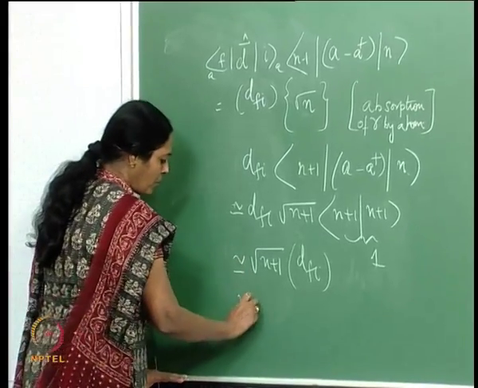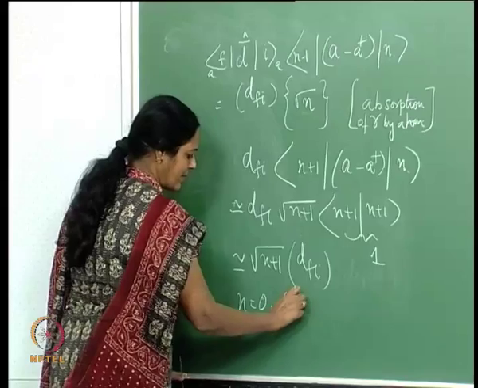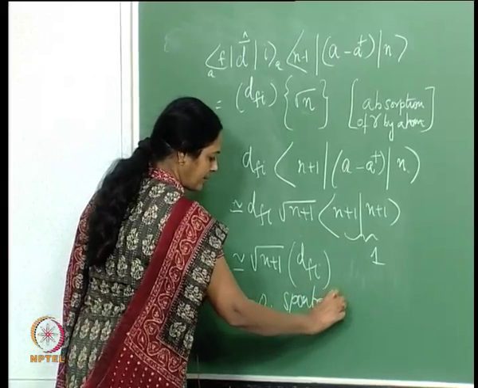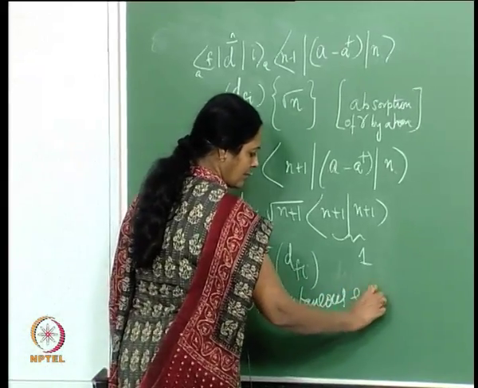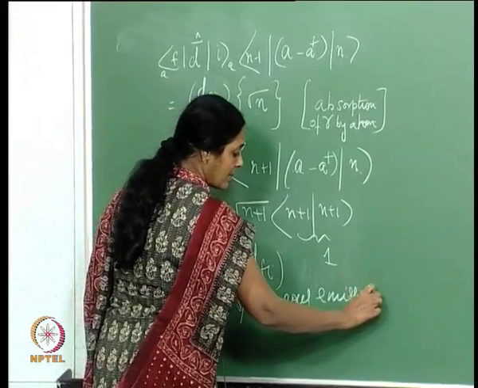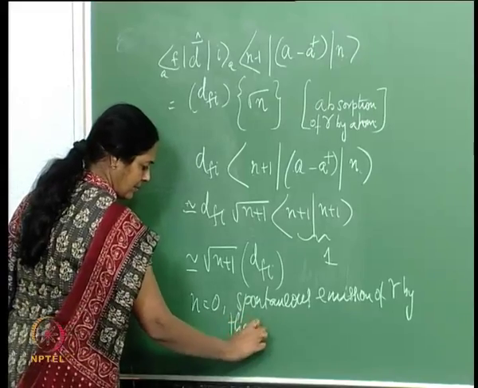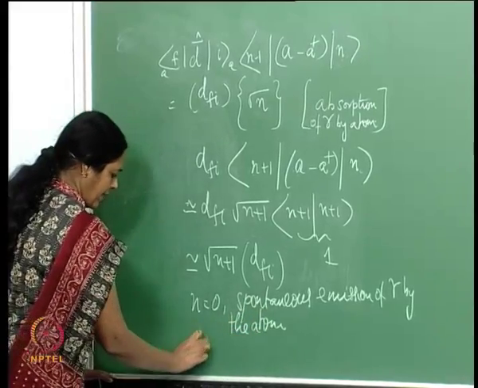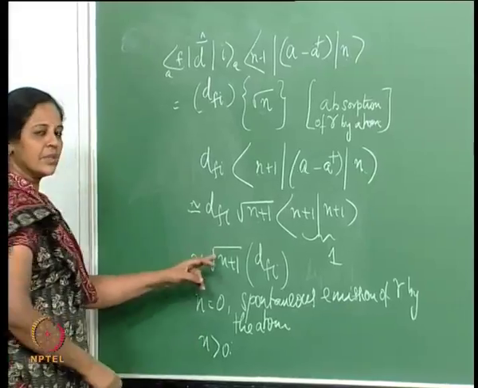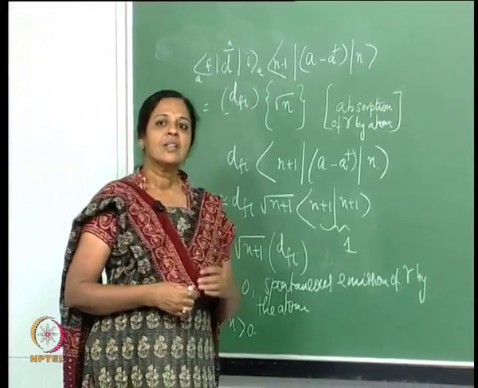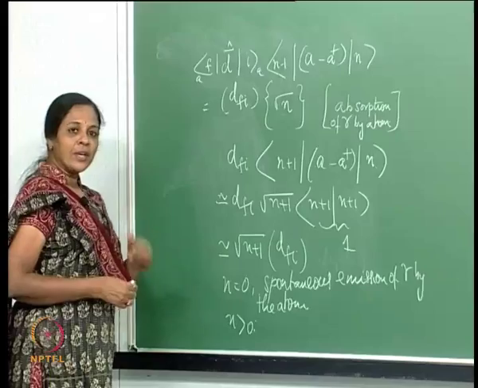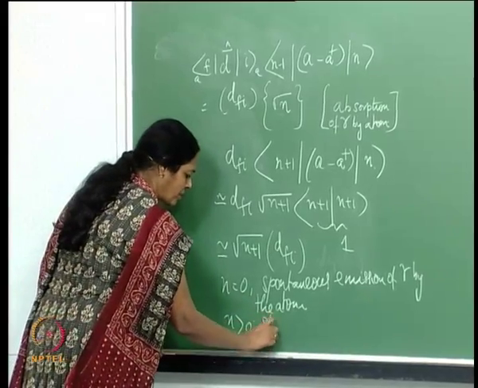So if n is 0, you have spontaneous emission of photons by the atom. If n is greater than 0, it is clear that the radiation field stimulates the atom to emit photons, and that would be stimulated emission.